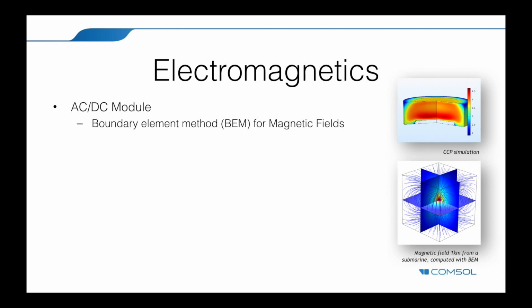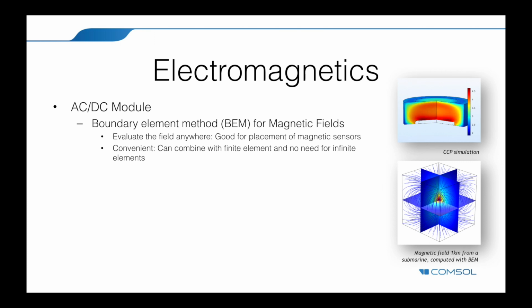Electromagnetics. The AC/DC module has a new interface for magnetostatics based on the boundary element method. This is a great complement to the finite element method, and it allows you to evaluate the magnetic field anywhere, not only in the near field but also in the medium and far field with great accuracy. For example, it can be used in analysis for placing magnetic sensors. It is convenient, you can use it together with a finite element formulation instead of infinite elements and retain the capability to evaluate the field outside the finite element modeling domain.